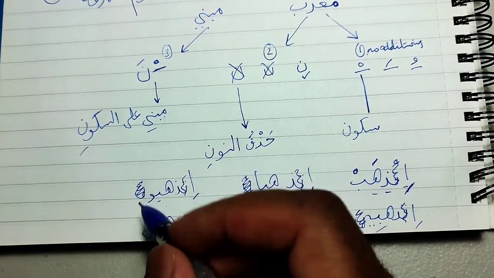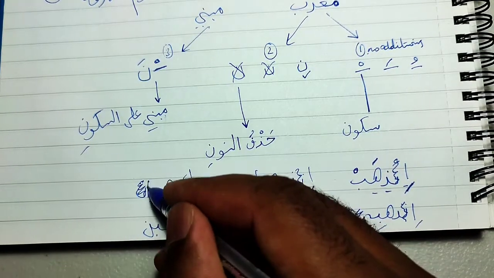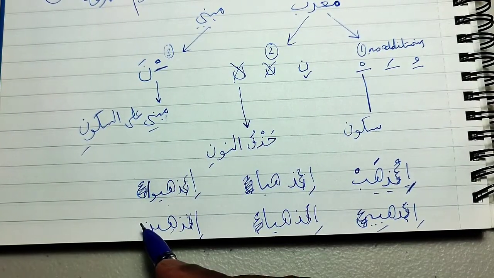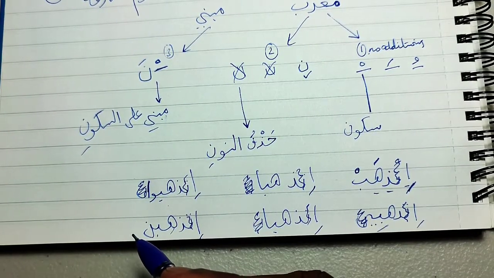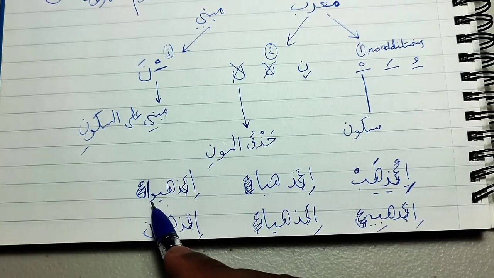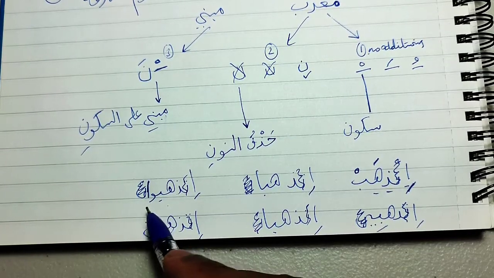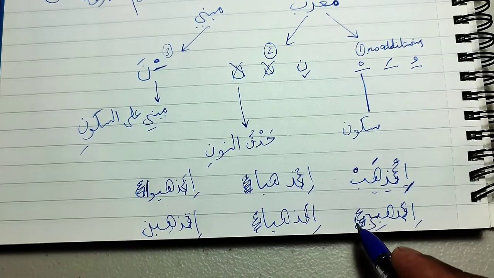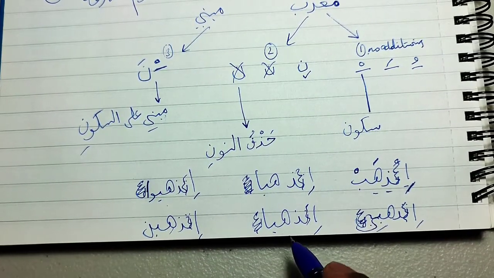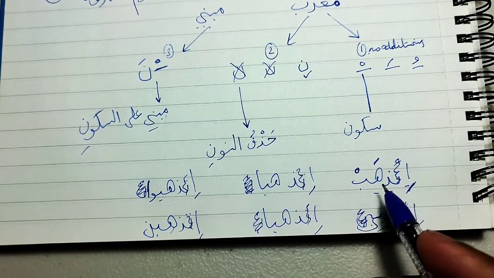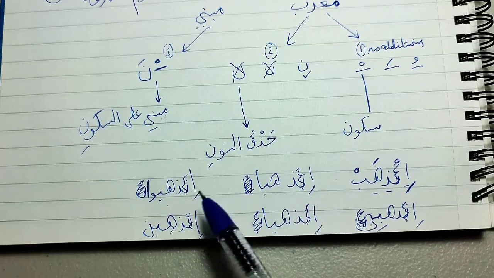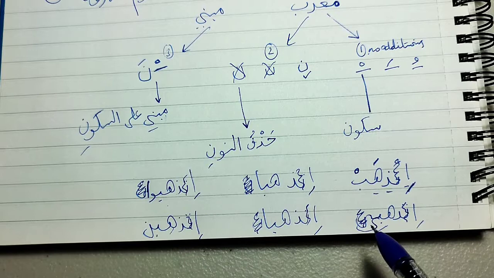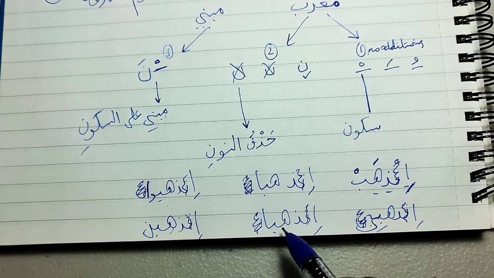But when we take off the Noon, we need to add the Alif al-Fariqa, the same Alif that comes at the end of Dhahabu. We add that to show that this Waw is Waw al-Jama'ah. Idhhabu, Idhhabi, and then the Ya is going to be written like this. Idhhabi, Idhhaba. So far we have Idhhab, Idhhaba, Idhhabu, Idhhabi, Idhhaba.